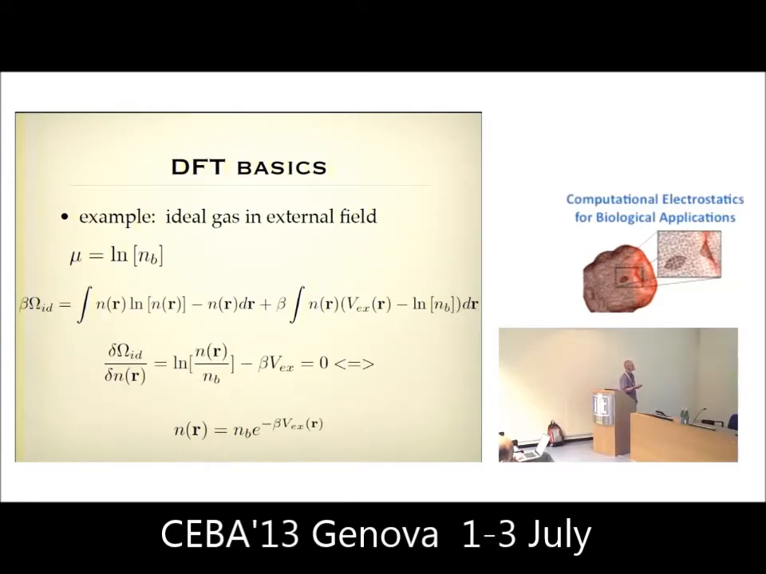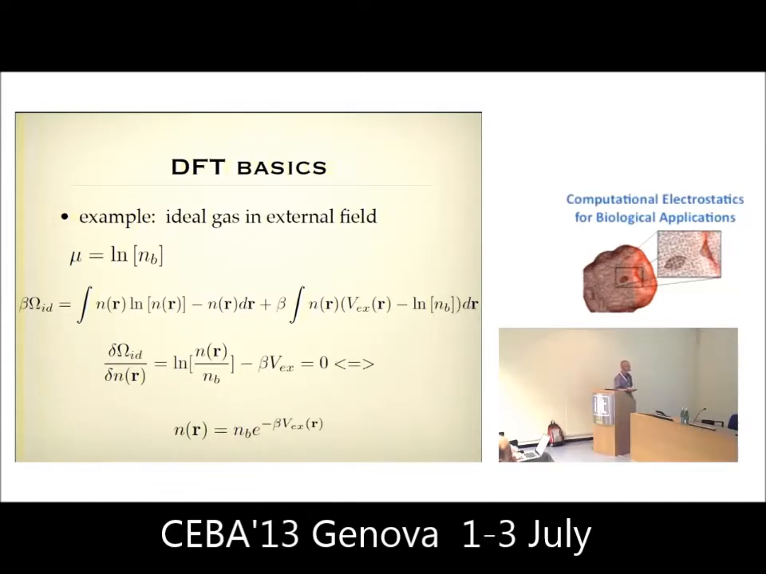So then we know the chemical potential, first of all. That's just the logarithm of the bulk density, because it's an ideal gas. And we can formulate the grand potential for the ideal gas. Again, we have some density distribution. This is the entropic part. We have the interactions with the external field and the chemical potential. But now there's no interactions because, again, ideal gas.